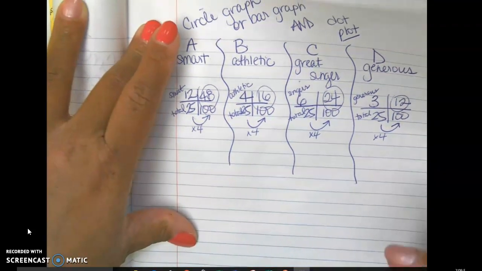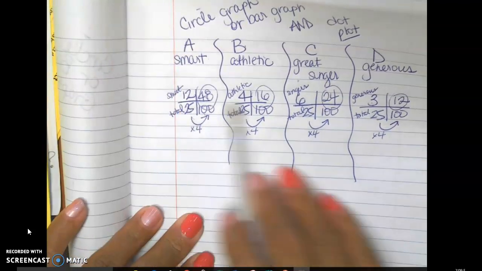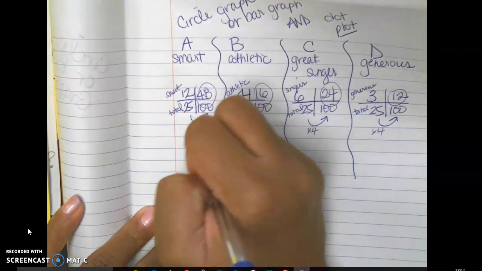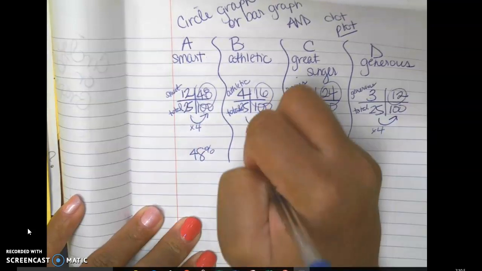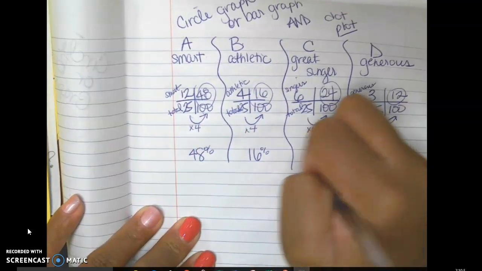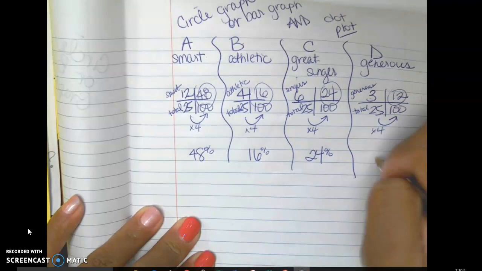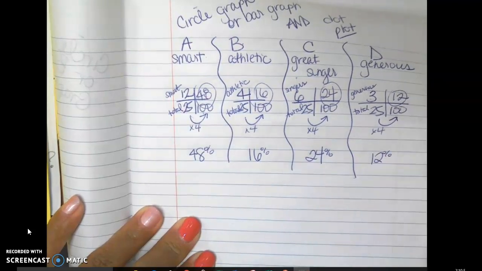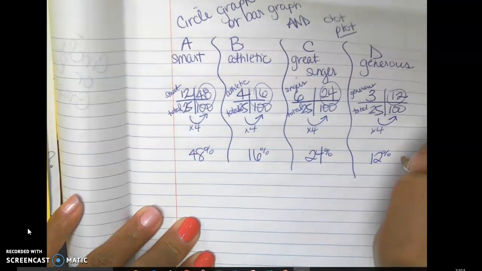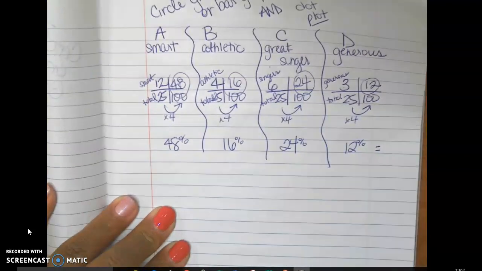Okay, wait. So now I have these 4 percentages. This is 48%. This is 16%. This is 24%. And this is 12%. And all of those percentages should add up to be what? 100.